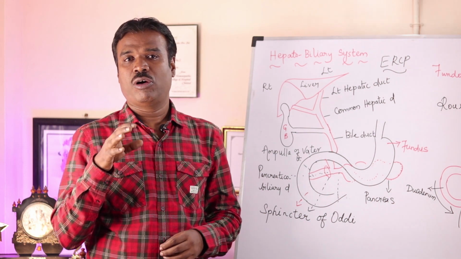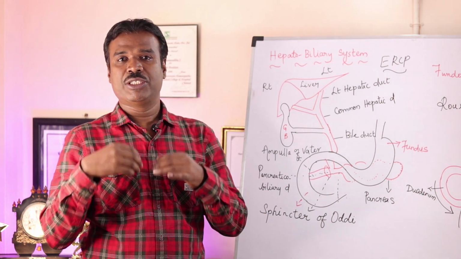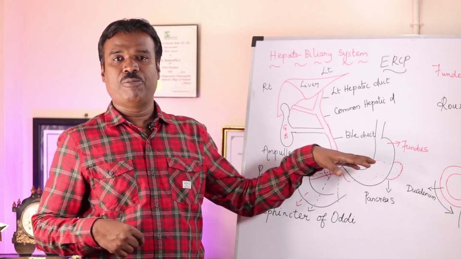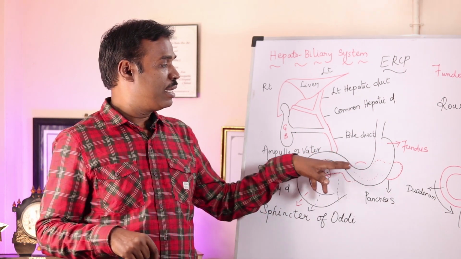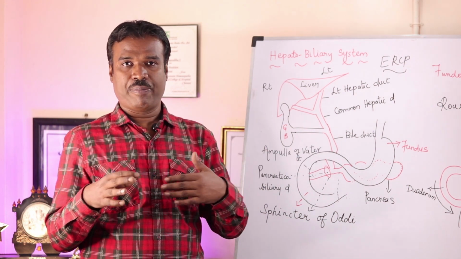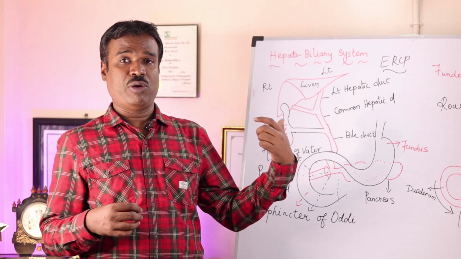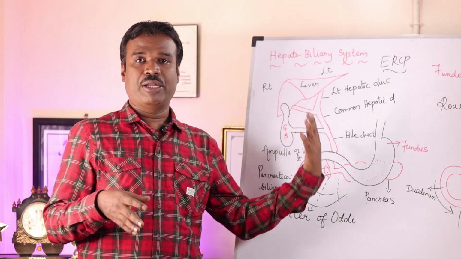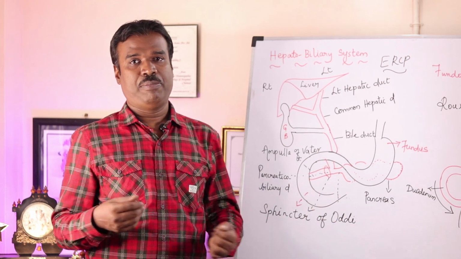When the lipid or the fatty material which is ingested by the person as a result of eating enters the duodenum, there is a reflux. Via this reflux, in order to digest this cholesterol and the lipid material, the bile gets extruded via these ducts and it enters the main pathway.